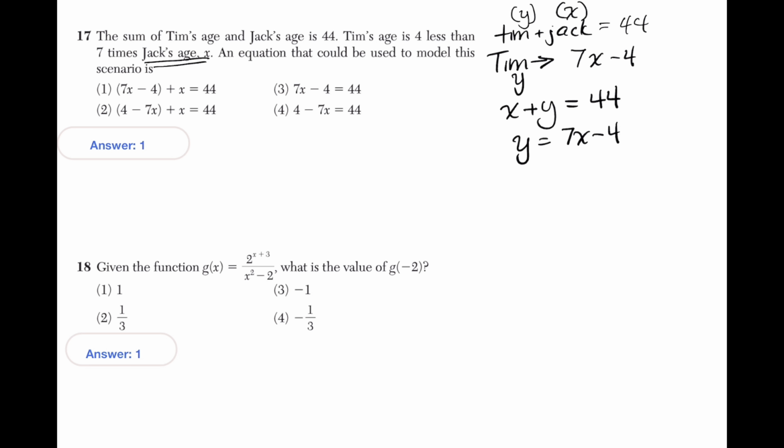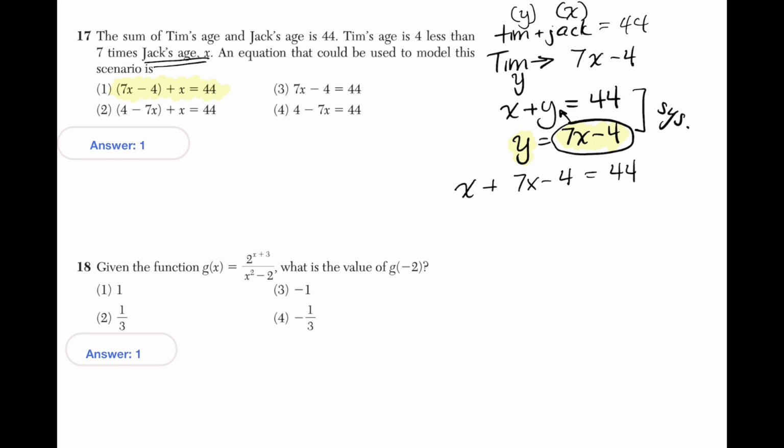I need to have one equation, not a system, because I have two of them. I need one equation for this. The best way for me to do this is using substitution. Because I have y equals 7x minus 4, I can take this expression and substitute it for y. So I'm going to rewrite this as x plus 7x minus 4 is equal to 44. And that is what we pretty much have here for 1.